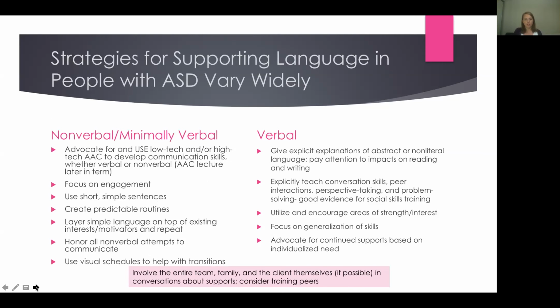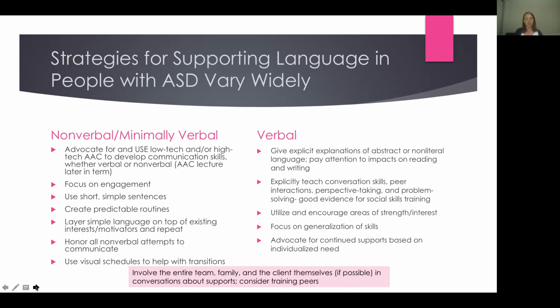Just like people with ID, strategies for supporting language in people with ASD vary very widely. So I've broken it up into two lists: one side for people who are nonverbal or minimally verbal, and one side for people who are more verbal. With people who are not verbal, we said assistive tech is really huge. And what we know is that we really need to be advocates for the use of that technology. Then we actually need to use it consistently when we're interacting with them, not just when we feel like it, not just when it's convenient. We need to make a commitment to using it all the time. You will learn more about AAC later in the term.